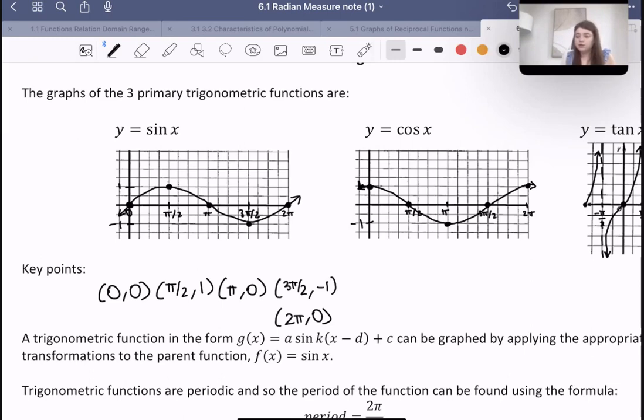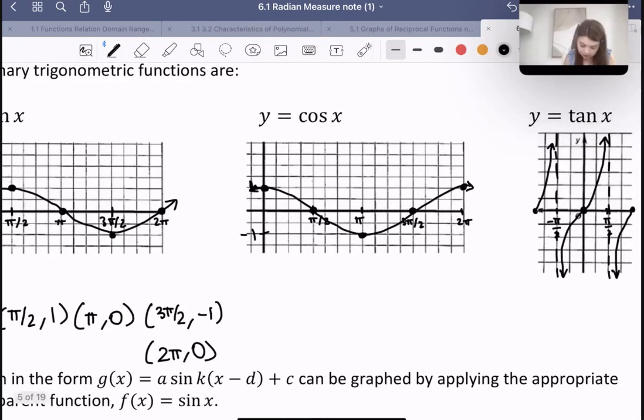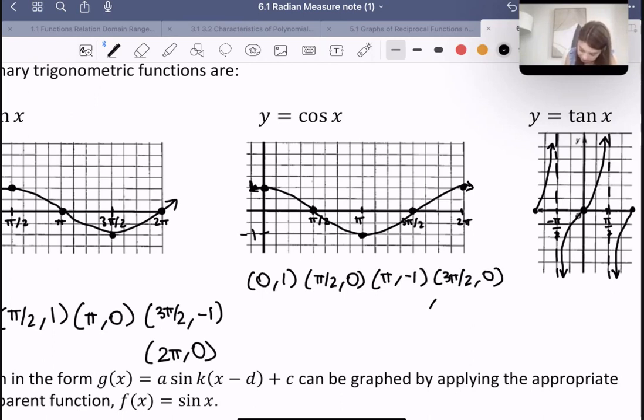And then over here, we have cosine. What are the key points for cosine? Well, 0, 1, we start at 1. And then for pi over 2, we have 0. And then for pi, we have -1. For 3 pi over 2, we're back up to 0. And then for 2 pi, we have not 0, we have a 1.